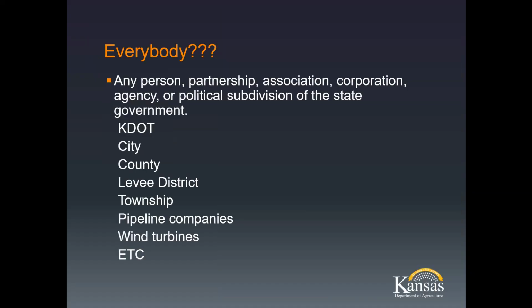So I get this question a lot. Does everybody do this? Yes. According to the law, any person, partnership, association, corporation, agency, or political subdivision of the state government has to get a permit. That includes KDOT, the city and county, the levee district, a township, the city councilman, the county supervisor, wind turbines, etc. All require a permit before they do work in a floodplain or in a designated stream.